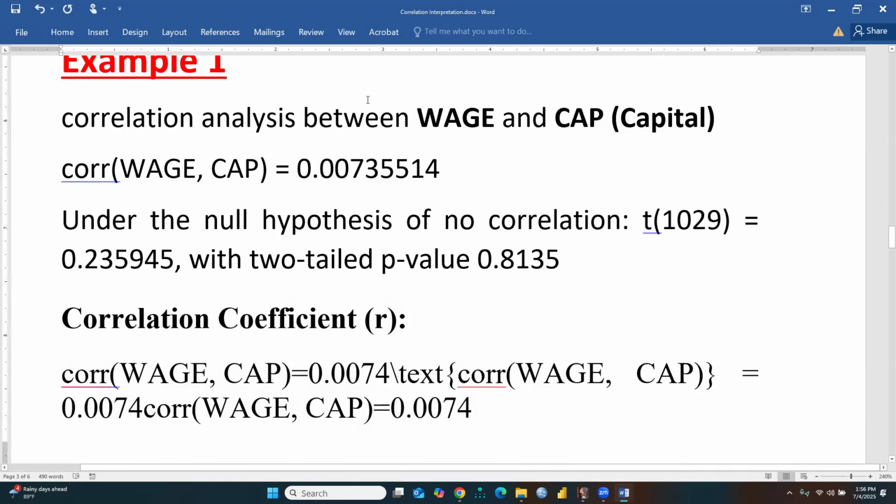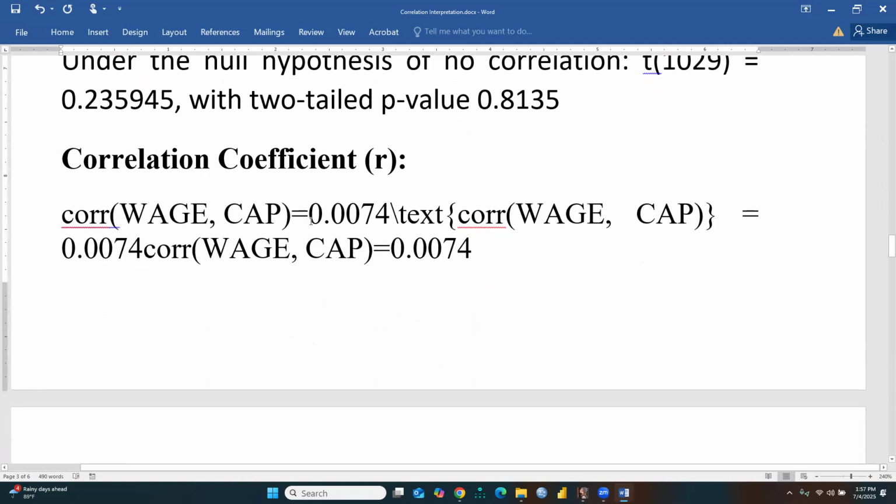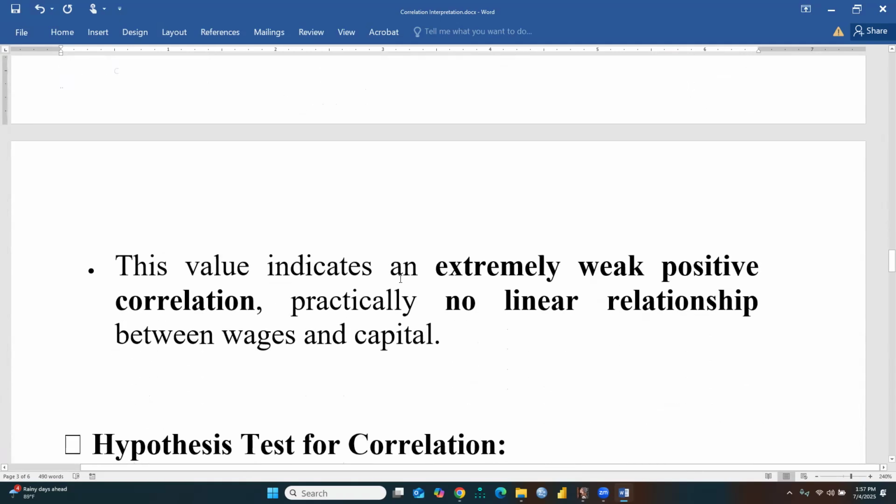So correlation analysis between wage and cap, correlation is 0.007. Under the null hypothesis of no correlation, t(1029) is 0.235, with two-tailed p-value 0.8135. So now we can see this is the correlation coefficient, right? And this value indicates an extremely weak positive correlation, practically no linear relationship between wages and capital.